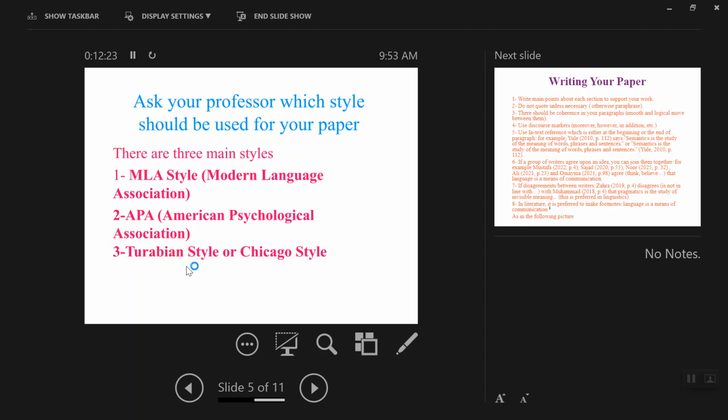Okay, يعني سامي الإنسانية. So you have to ask your supervisor which style. Generally they are the same, but there are slight differences between them, and you have to see the differences.